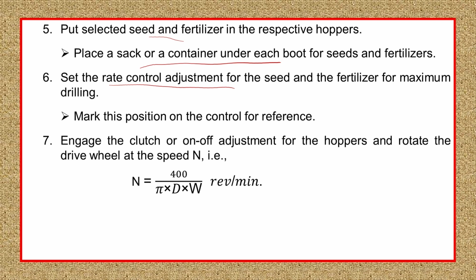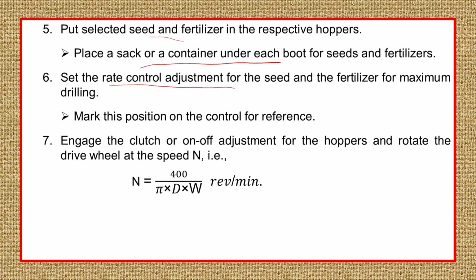So it must be kept to its maximum so that the calibration will start from the maximum seed rate. If you are not getting the desired seed rate, then we will reduce the control lever, this rate control lever, and that's how the seed metering mechanisms will be brought away from the seeds, or the exposure area of the grooves which is exposed to the seed for metering will be brought down or reduced. So that's how the metering rate will be minimized.